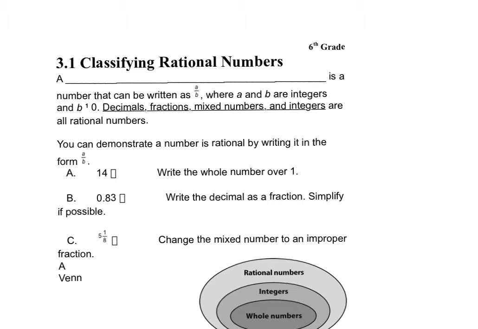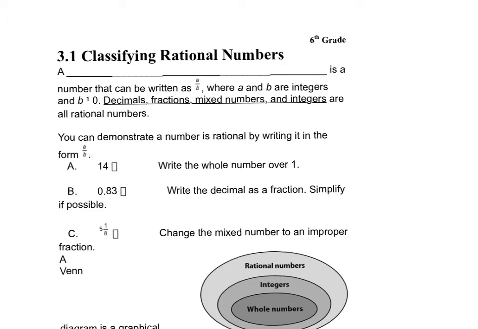Okay, so 3-1 is classifying rational numbers. A rational number is a number that can be written as a over b, so a fraction. The main thing you need to remember about rational numbers is they can be written in fraction form. All of them can. Where a and b are integers and b cannot equal 0.